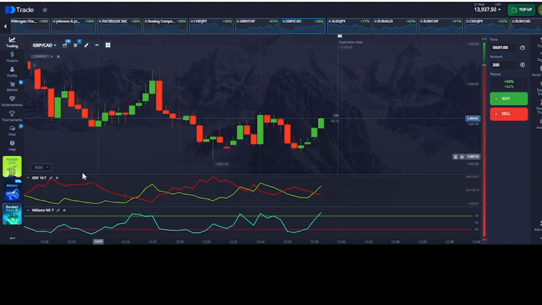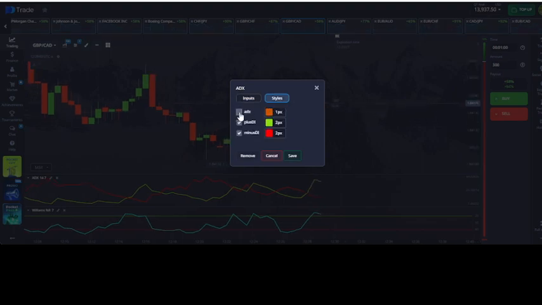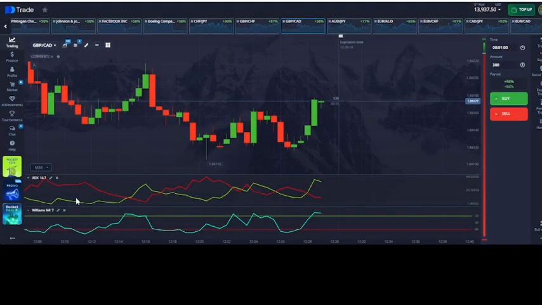For my first indicator, I have the ADX. If I click on the pencil icon for the ADX indicator, I have the ADX smoothing set to 14, the DI length set to 7, and in the style settings, I've disabled the ADX line and I made the plus DI line green, 2 pixels, and the minus DI line red, 2 pixels line width.